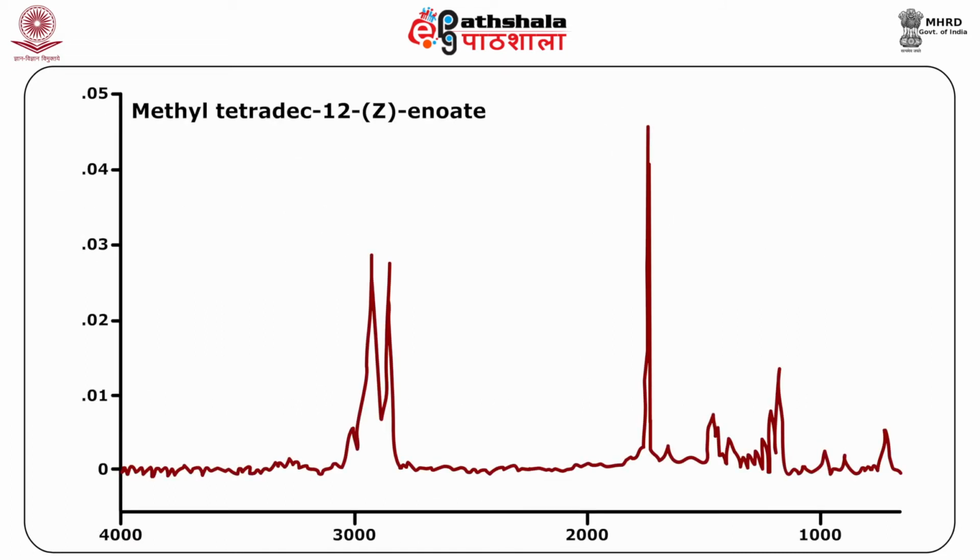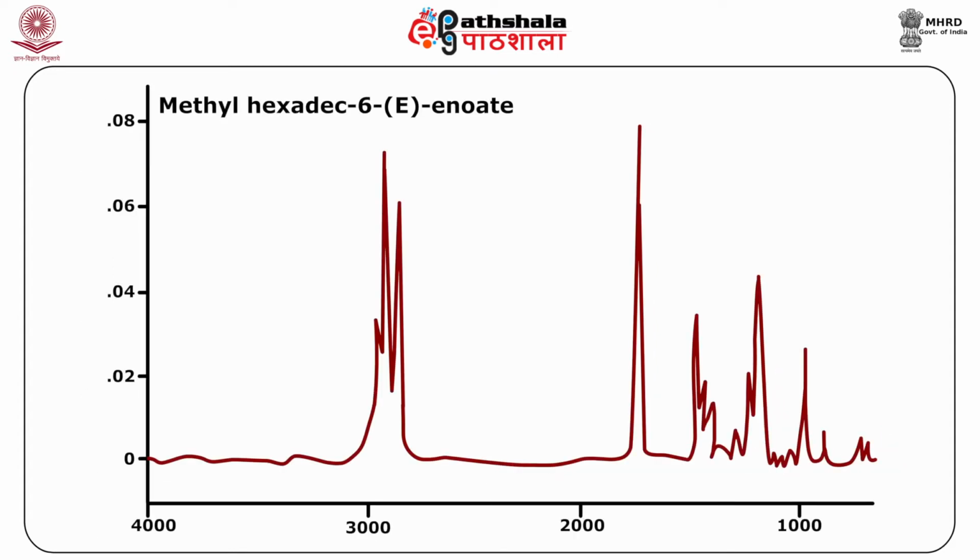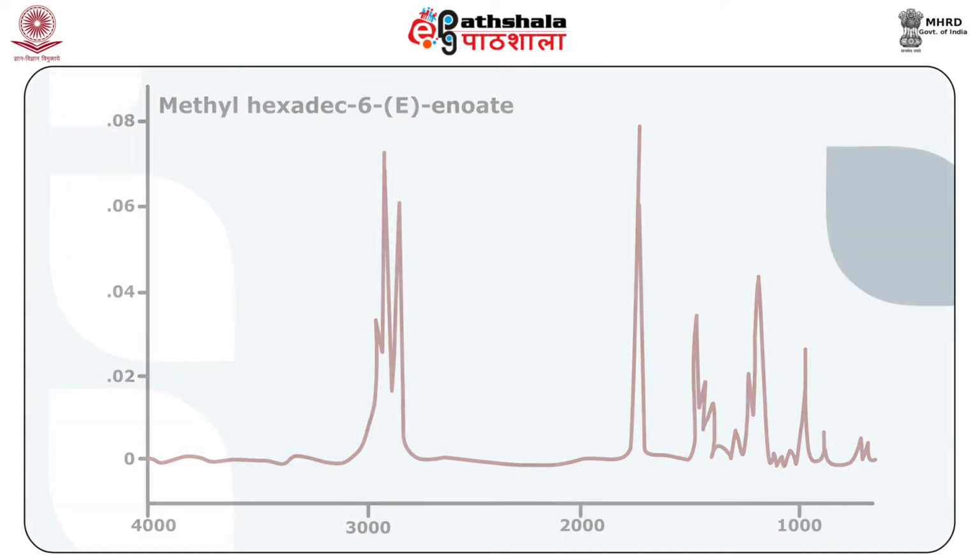For example, the trans configuration of methyl tetradec-12Z-enoate gives a characteristic band at 965 cm⁻¹, while the cis configuration of methyl hexadec-6E-enoate, that is the E isomer, gives a weak band at 1640 cm⁻¹ and a medium band at 3020 cm⁻¹. Now you can see how IR spectroscopy is helpful in distinguishing between the cis and trans isomers.